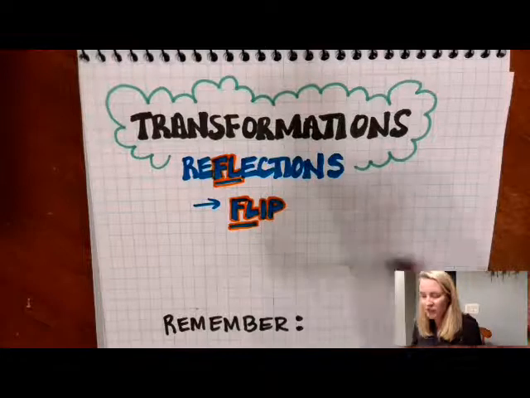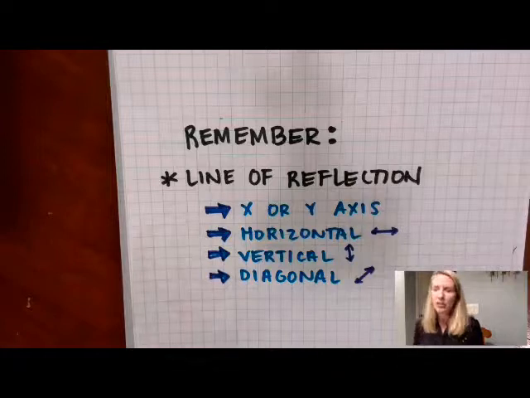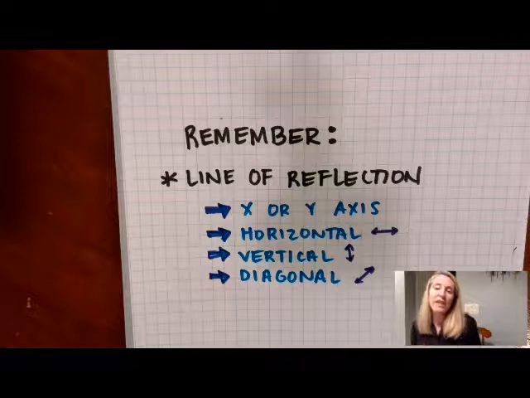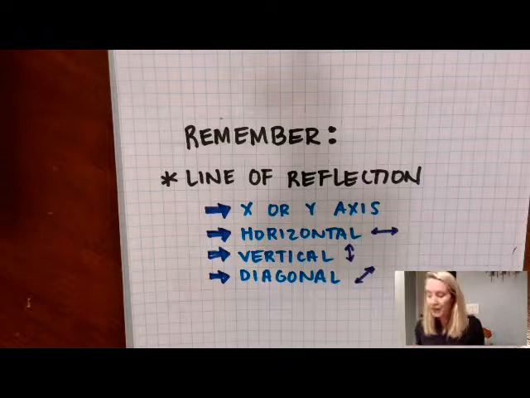So some of the things I want to make sure that you remember as we're doing this are, when you're flipping something, it's across a line of reflection. So imagine setting a mirror down, and that's your line of reflection. If you had a piece of paper and you set a mirror down on it, depending on where you put that mirror, the image on the paper is going to look a little bit different.